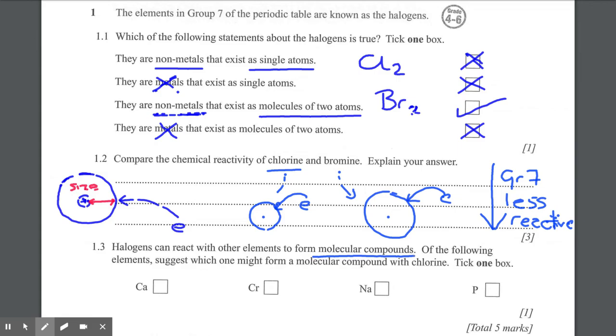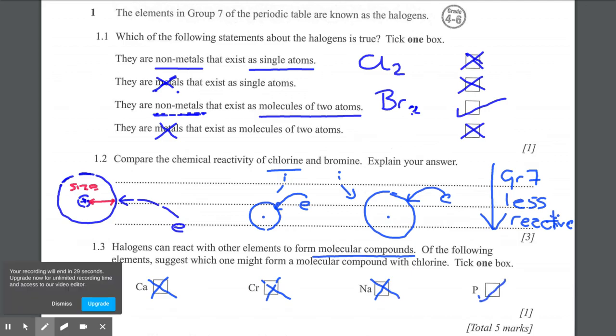And ionic compounds are formed when we have a non-metal, in this case the halogen, reacting with a metal, and so we can immediately discount all of the metals. Calcium is a group 2 metal, chromium is a transition metal, sodium is a group 1 metal, and so the only one which remains is phosphorus, which is a group 5 non-metal.